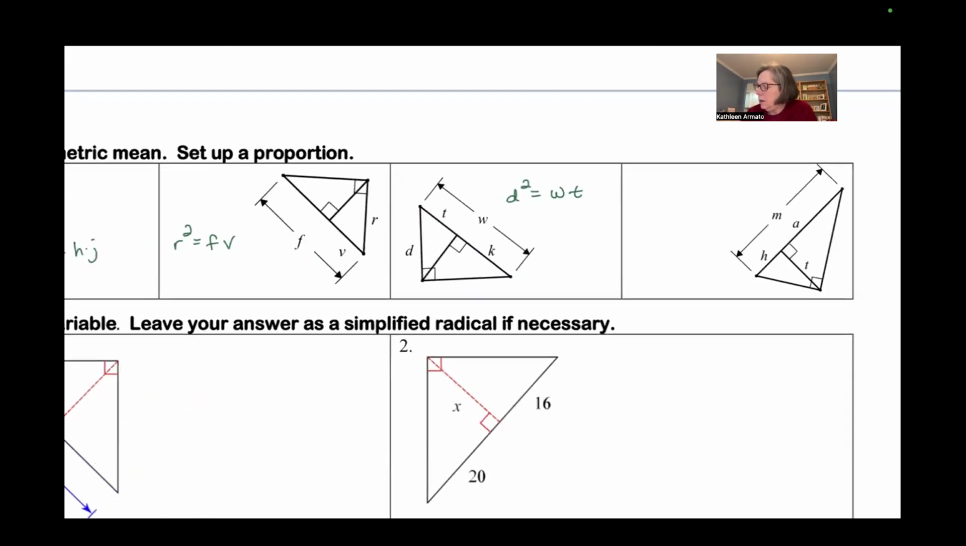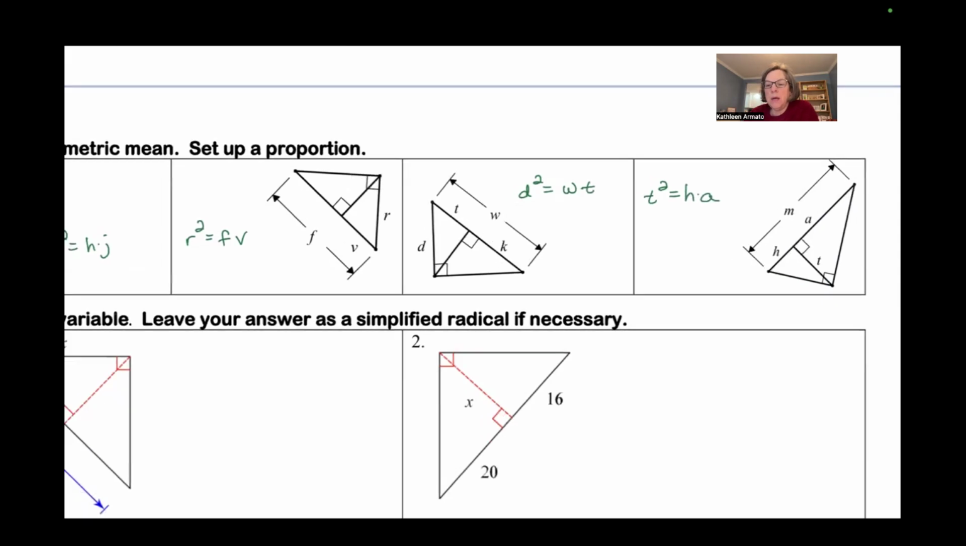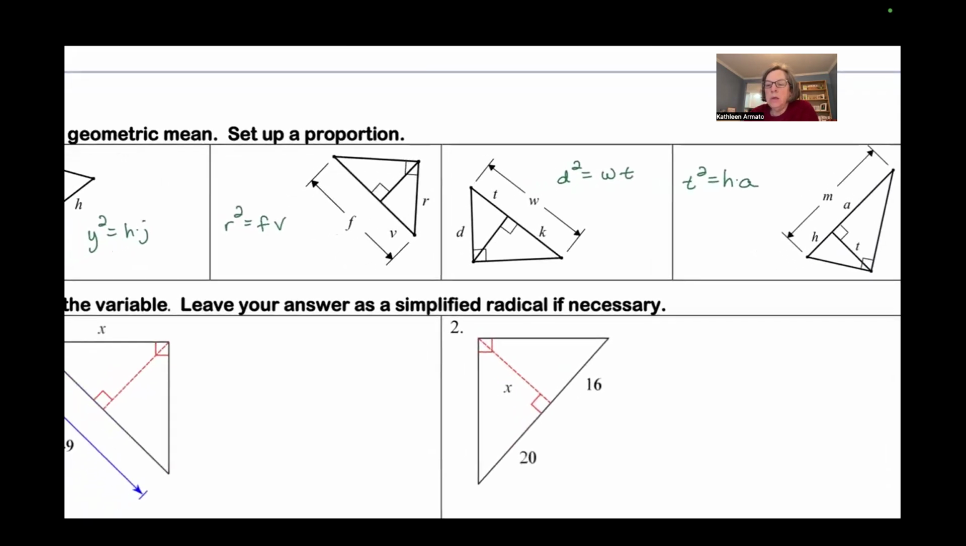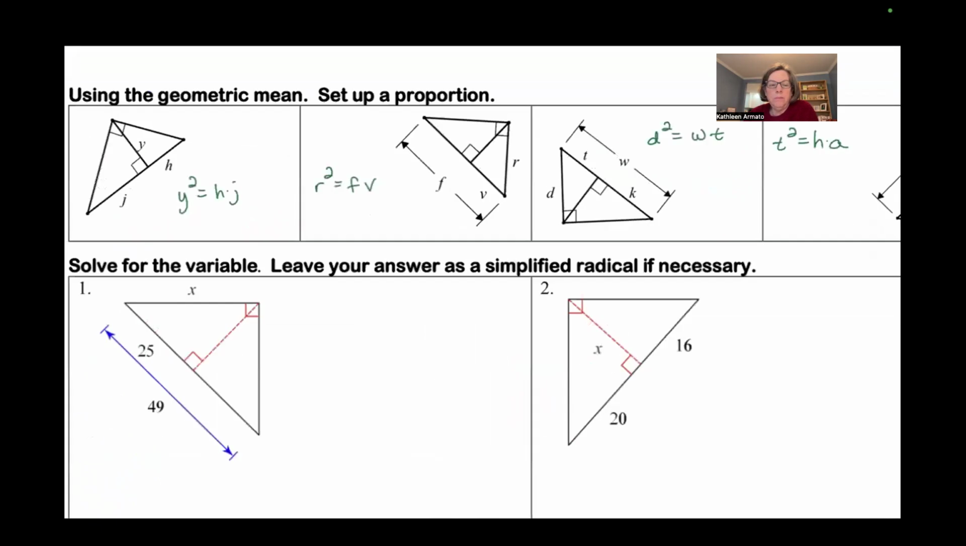All right. And here, notice I'm given an altitude of the original triangle. So I'm going to use the altitude rule, which says the altitude squared is equal to the product of the two parts of the hypotenuse. So I'm not going to use M. That's there just to make sure you know what you need and what you don't need. H and A are the parts of the hypotenuse, and you multiply those together when you have the altitude rule.